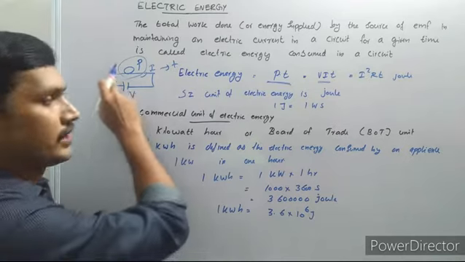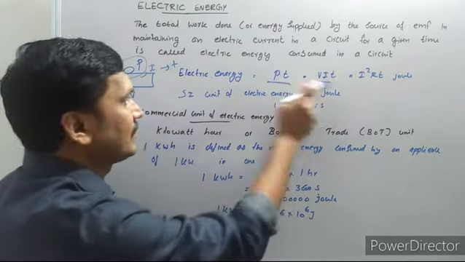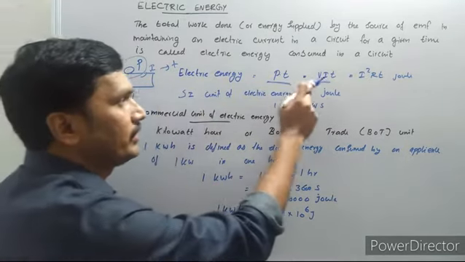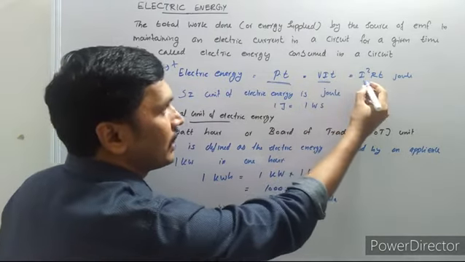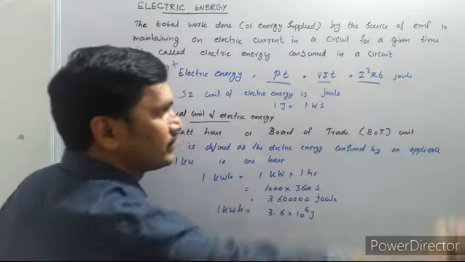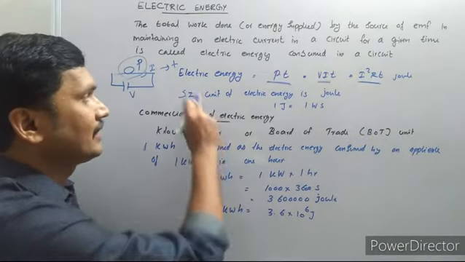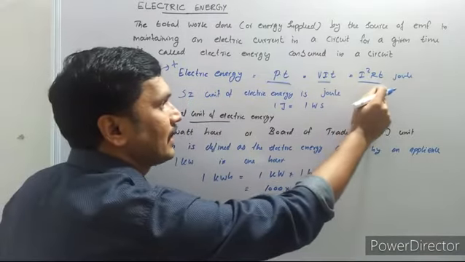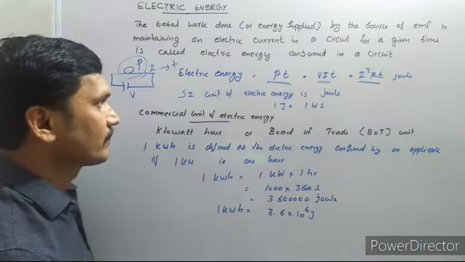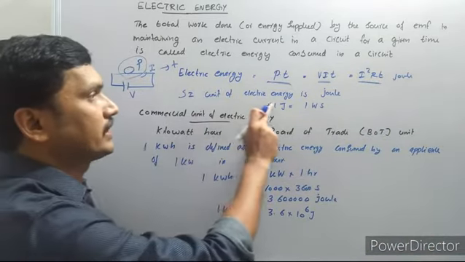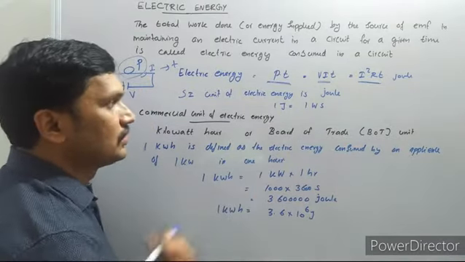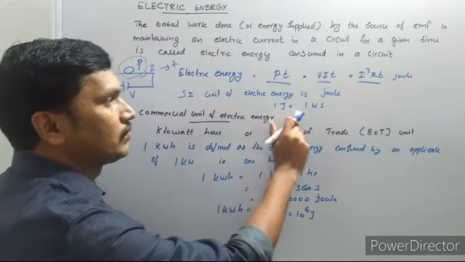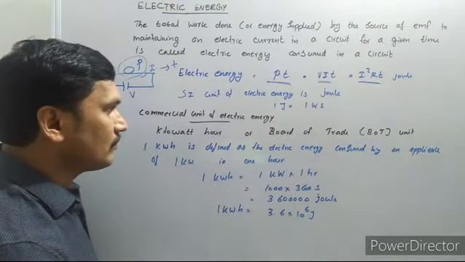Here V is the potential difference and I is the current passing through the circuit. So energy is VIT. And if we write V equal to I into R, we can write it as I square R into T. Electric energy is equal to I square R into T joules. The SI unit of electric energy is joule itself, and 1 joule is equal to 1 watt second.